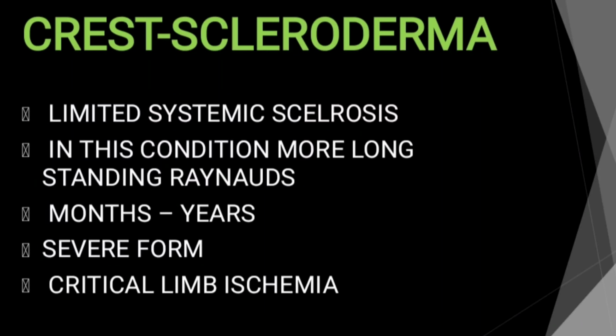Let's look into the clinical features and skin manifestations seen in patients of limited systemic sclerosis, that is CREST syndrome. CREST is limited systemic sclerosis or scleroderma. It is an autoimmune connective tissue disorder. In this condition, long-standing Raynaud's phenomenon is seen, and the history is often of months to years, and a severe form of critical limb ischemia is seen in these patients.